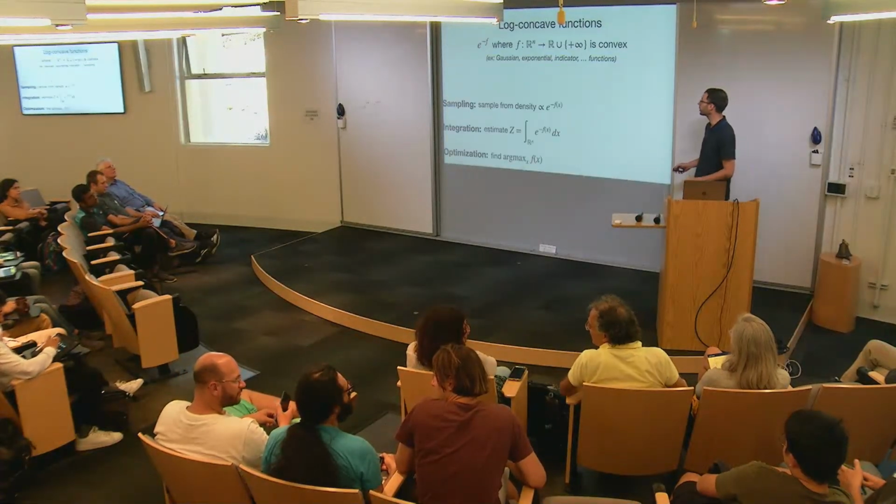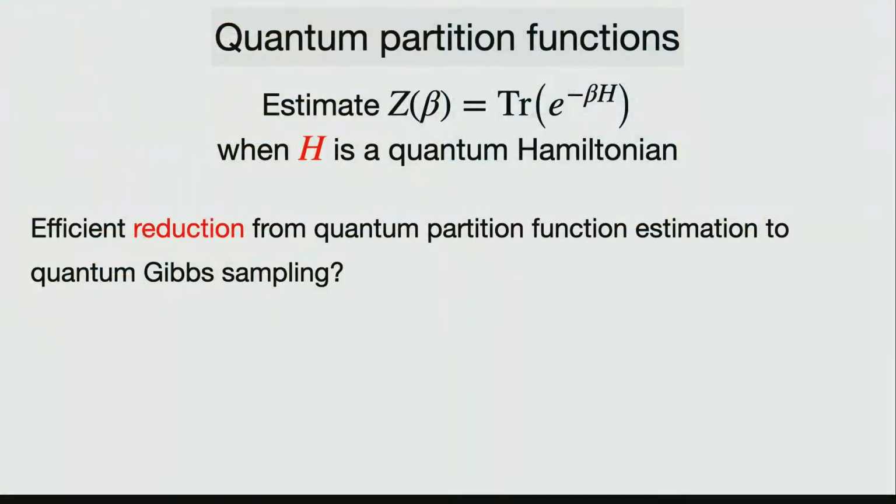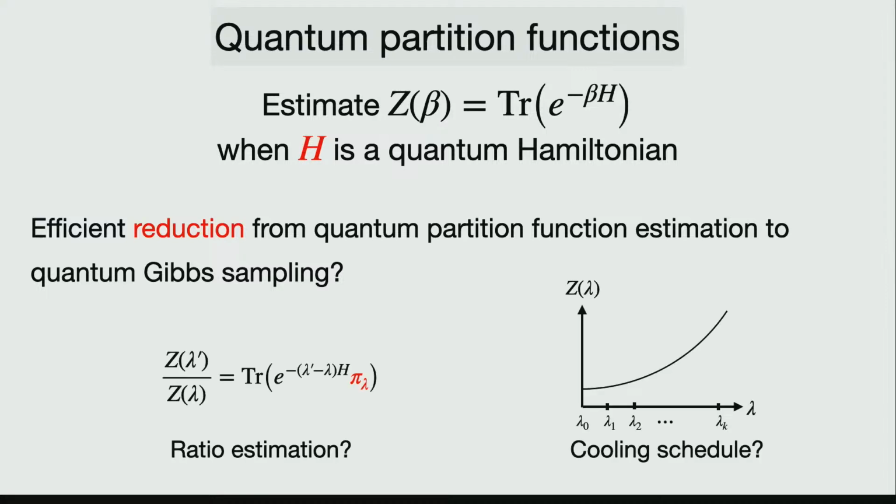Okay, so let me just finish with a second open question, which of course is to try to adapt this framework to quantum partition function. Thanks to the result presented this morning by Anthony, we may now have a way of preparing quantum Gibbs samples using this type of Markov chain method. And so the next question could be, could we use this ability to estimate partition function of quantum Hamiltonian?